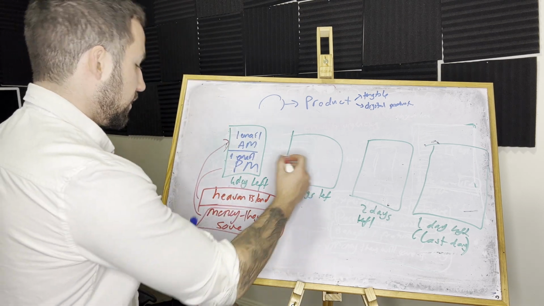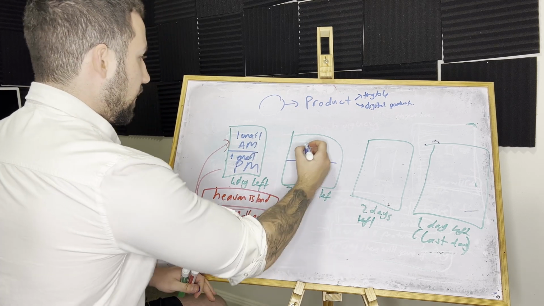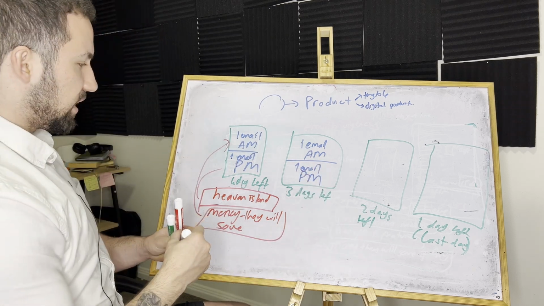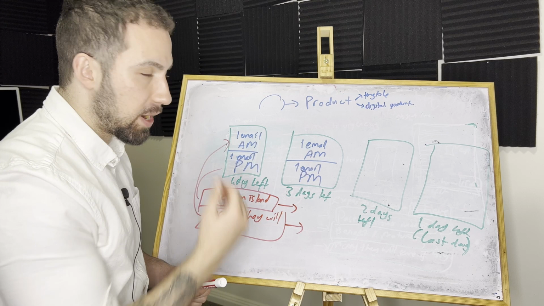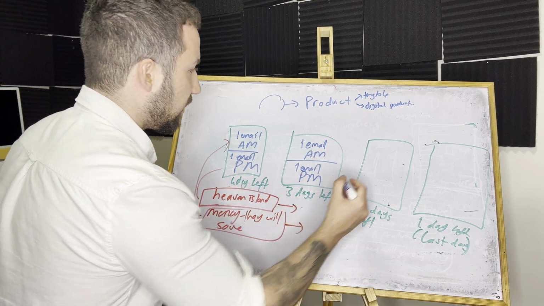3 days left, 2 emails again. So we're gonna do AM and PM. So in 1 day, we are sending 1 email in AM, 1 email in PM. 3 days left, and we are still underlining the Heaven Island and the money they will save if they buy in the first 7 days or in the pre-sale. 2 days left, now we're sending 4 emails.